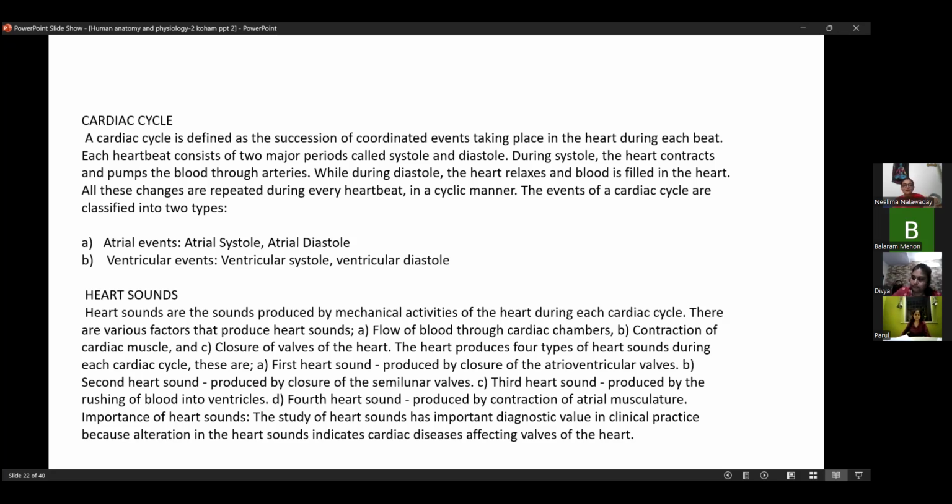And at that time, heart sounds are the sounds produced by mechanical activities of the heart during each cardiac cycle. So I had mentioned lub-dub heart sounds. When we use a stethoscope to listen to the heart sounds, what do we listen? Lub-dub. And while contraction and relaxation, the valves of the heart, tricuspid and bicuspid valves, are closing and opening. So that sound we can listen. That is heart sound. Okay, this is for your information. No need to go in detail, right?